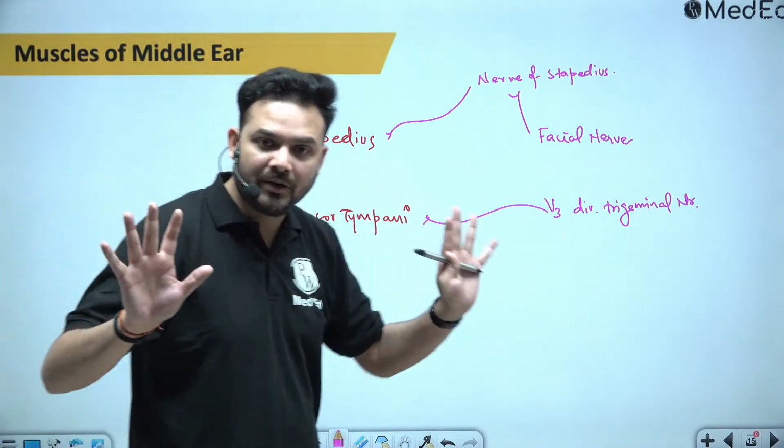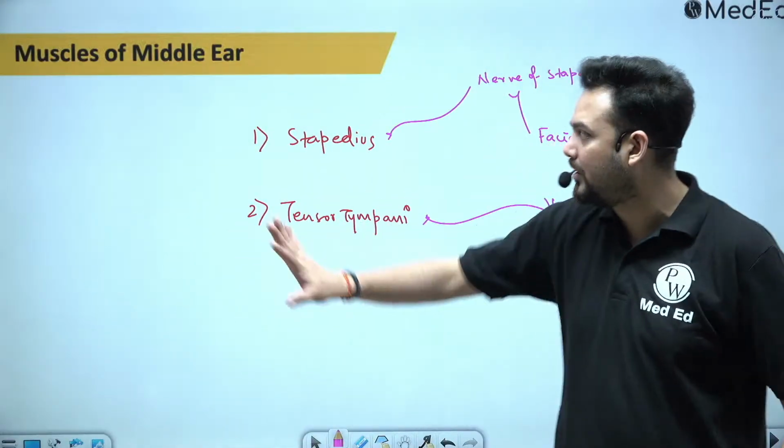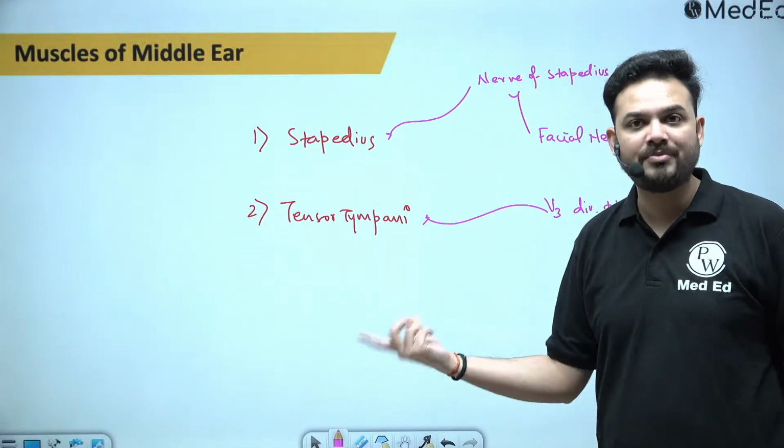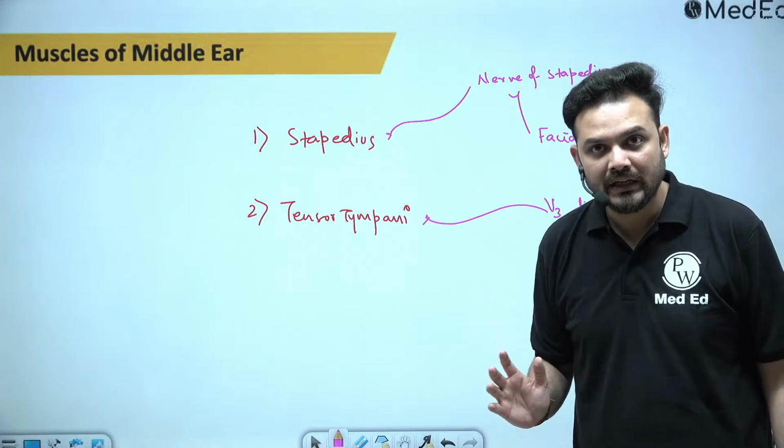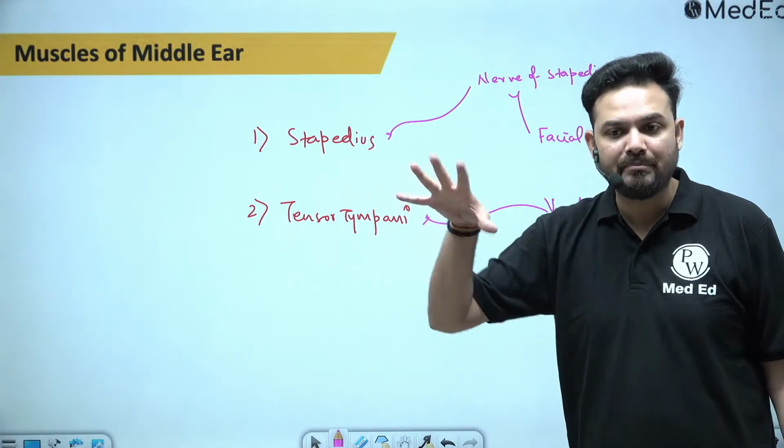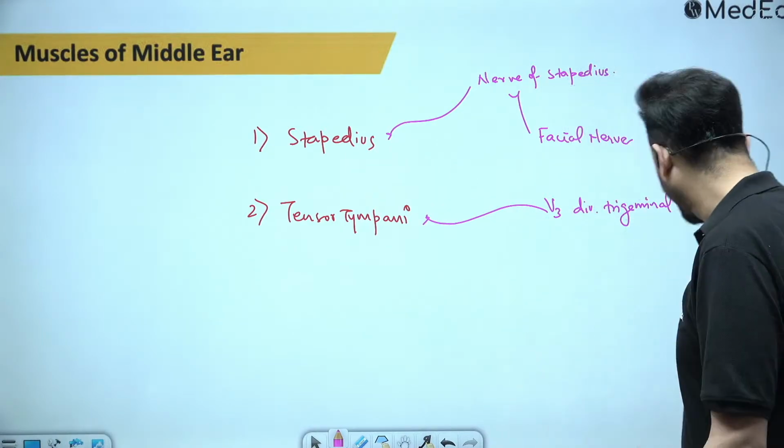ठीक है? This is about the nerve supply as well as, and you know already ये muscles क्या होती हैं. Tensor tympani is what? I've already told you about stapedius. ठीक है? They both are dampeners of sound. ये dampen करेंगे sound. Okay.